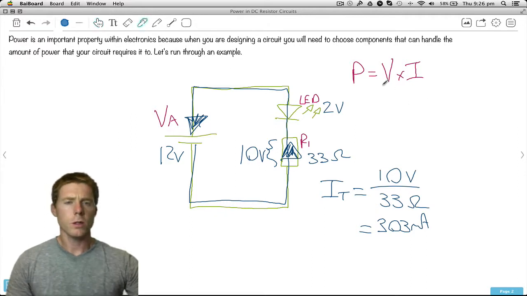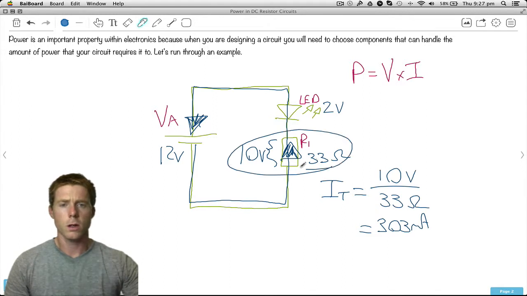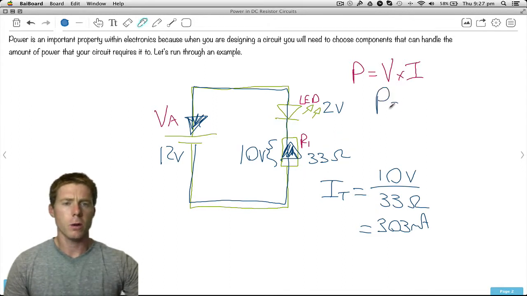Let's put in some values. So power equals voltage times current. What's the voltage across that resistor? It's 10 volts. So power equals 10 volts. What's the current going through it? 303 milliamps.